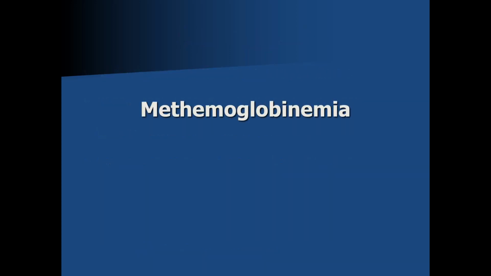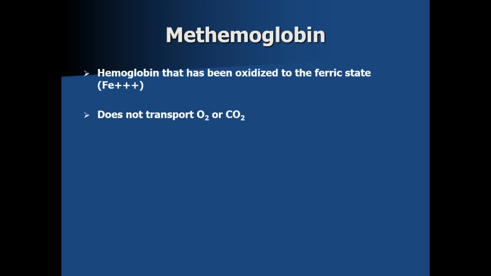The next hemoglobin abnormality we'll discuss is methemoglobinemia. Most respiratory therapists have encountered this clinically, whether they knew it or not. Methemoglobin is hemoglobin that has been oxidized to the ferric state. Importantly, methemoglobin does not transport oxygen, nor does it transport carbon dioxide.